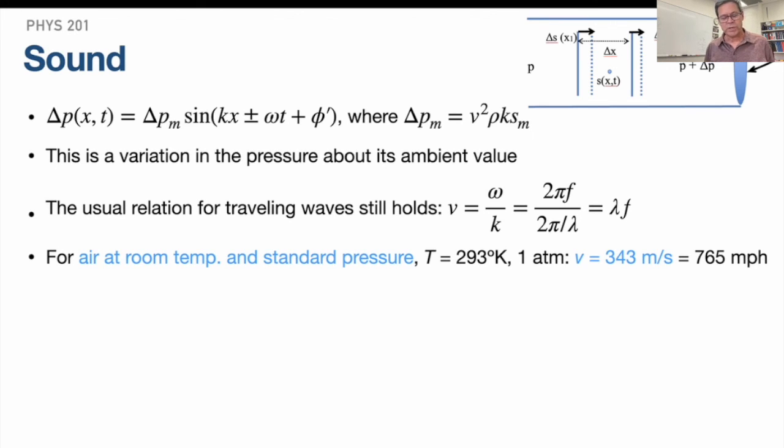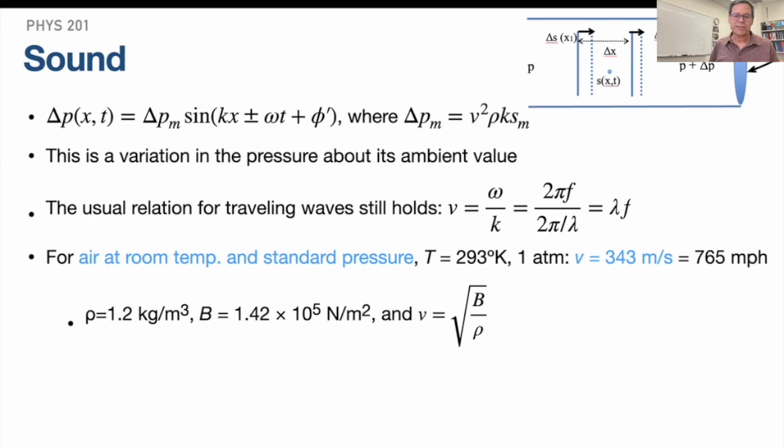Now, what kind of speed are we getting for these waves? Well, if we're talking about air at room temperature and standard pressure, so on the Kelvin scale, a temperature of 293 Kelvin and 1 atmosphere, then the speed that you get is 343 meters per second, which is about 765 miles per hour. Quite large, right? Very fast, but not infinite either, and certainly there are aircraft and rockets that can break that speed.